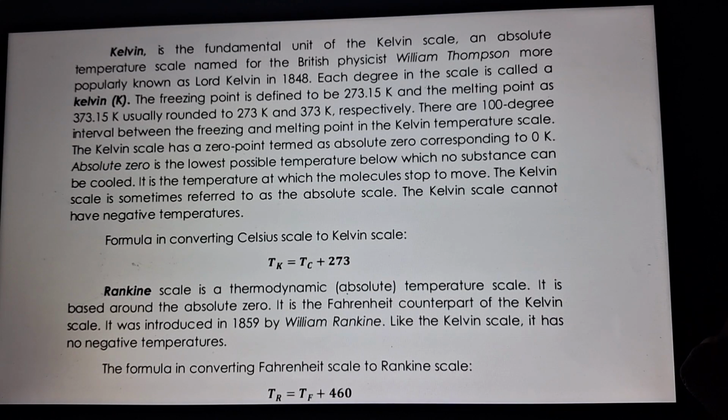So the Rankine scale is the thermodynamic absolute temperature scale. It has a base around absolute zero and is the Fahrenheit counterpart of Kelvin. The formula in converting Fahrenheit scale to Rankine scale is: temperature in Rankine is equal to temperature in Fahrenheit plus 460.